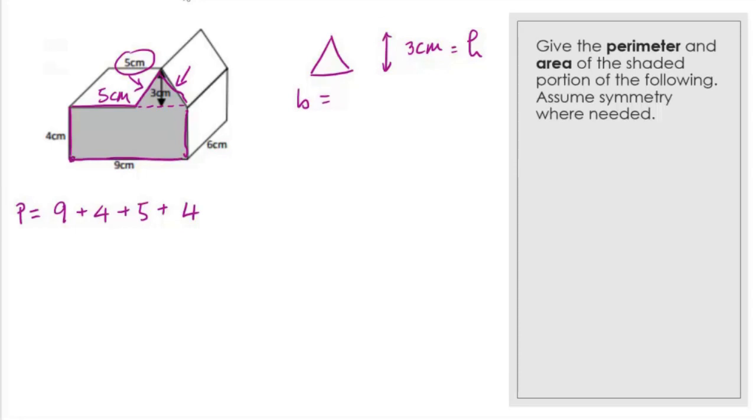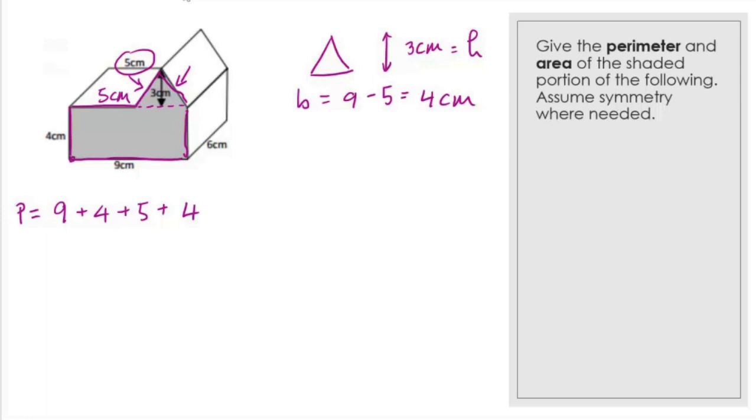We know that the shorter top of it is 5 centimeters, so the base is simply the difference. That'll be 9 centimeters minus 5 centimeters, which gives us 4 centimeters. All right, so that gives us base and height. That's going to be useful for the area, but we don't yet have the two sides.